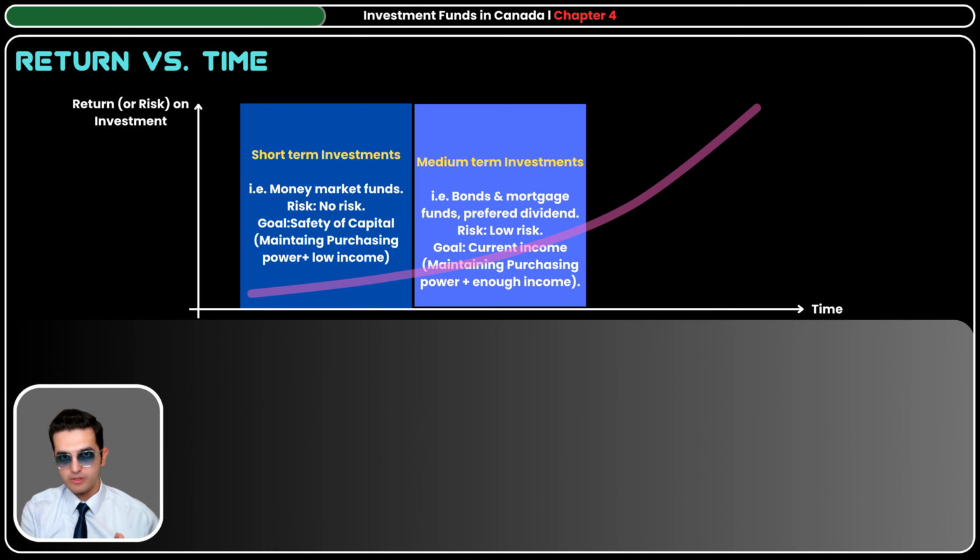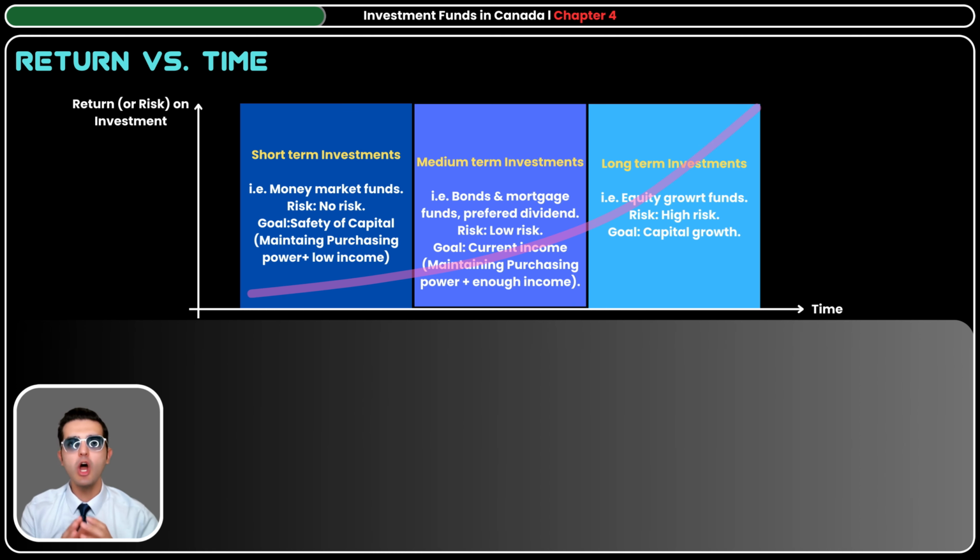Maintaining purchasing power, and also, okay, they try to generate income. So bonds, when you buy bonds, the issuer will give you interest income every, for example, 6 months or every 3 months or every year, okay? So the goal of medium-term investments are preserving or maintaining purchasing power plus getting some interest income from those investments.